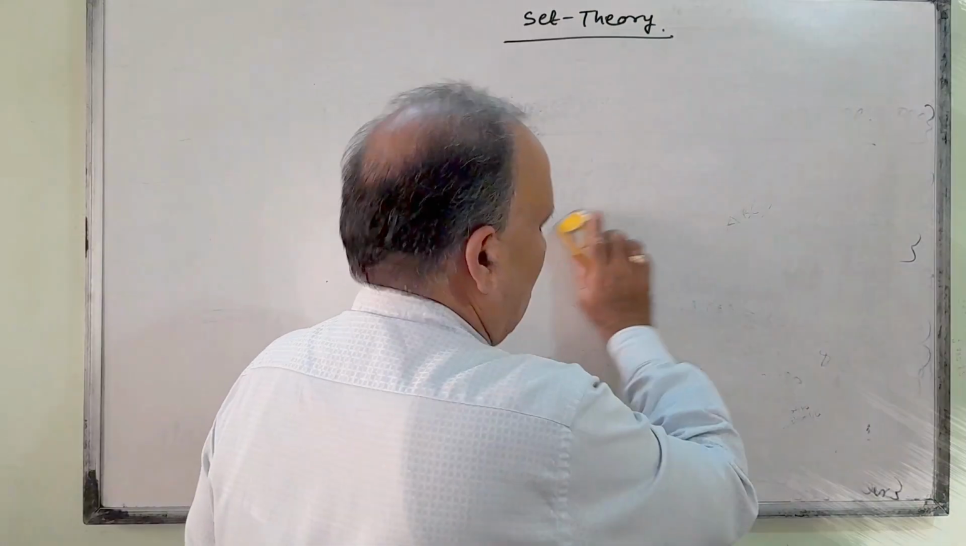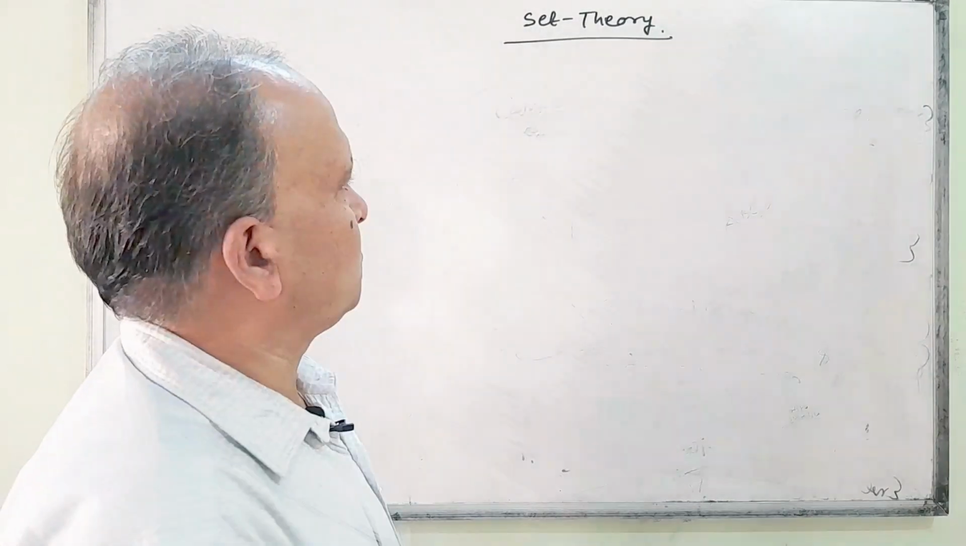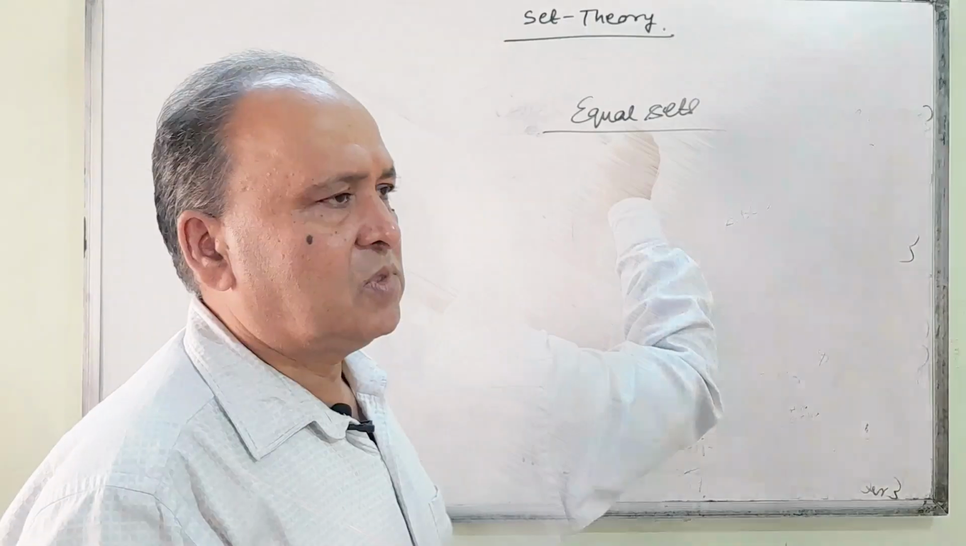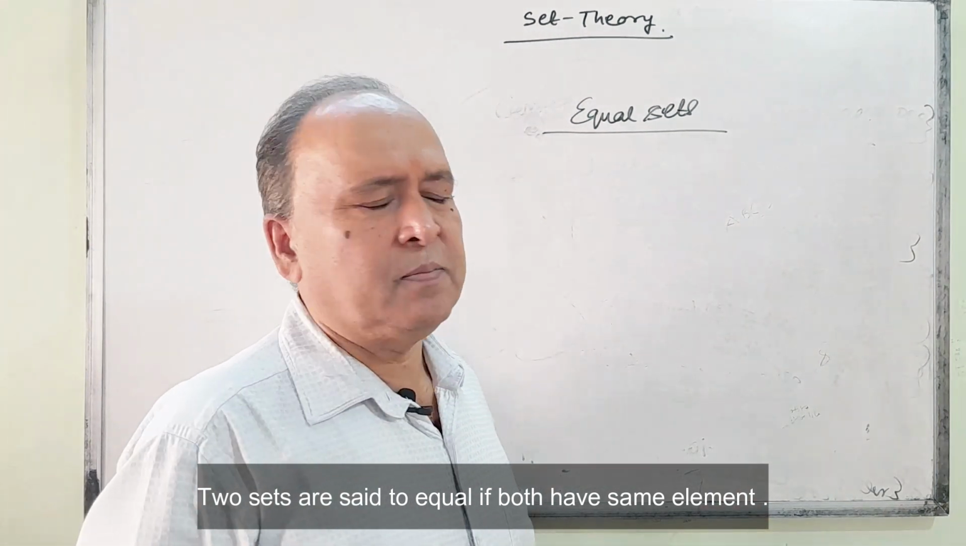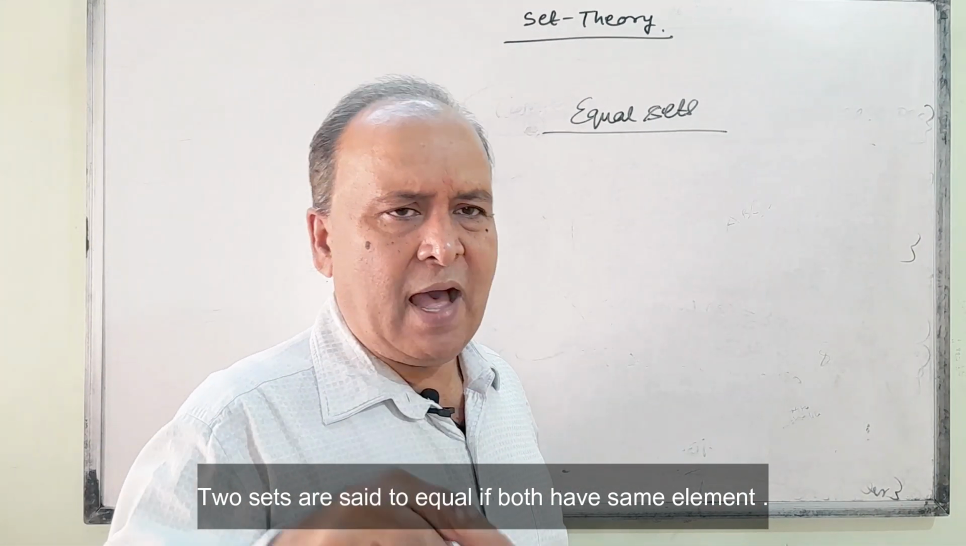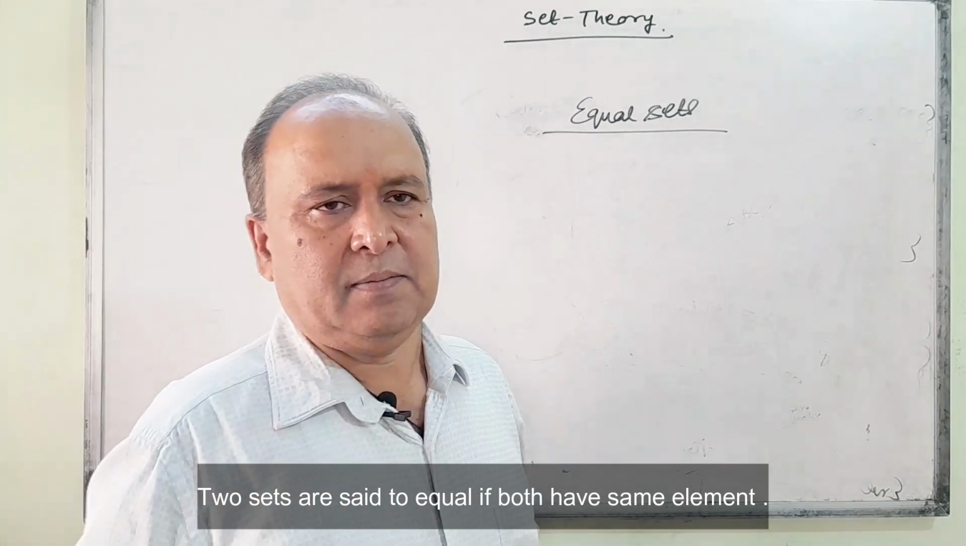Next, come to equal sets. Two sets are said to be equal if both have the same elements.